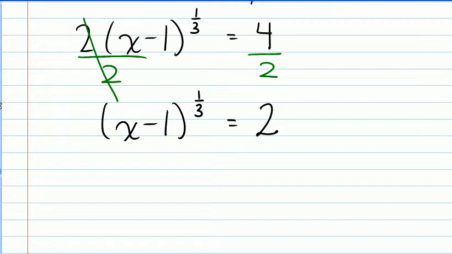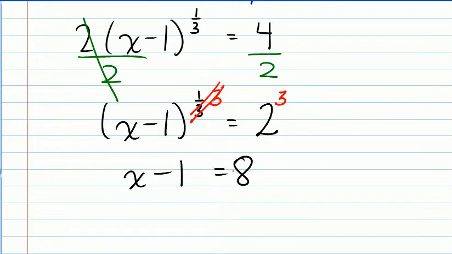To get rid of the cube root, we cube both sides. The exponents cancel. You're left with x minus 1 equals 2 cubed. Don't forget that 2 cubed is 8. Add 1 to both sides. And get that x equals 9.